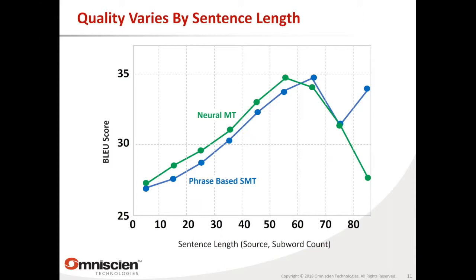Now, when you look at quality, this is where things start to get interesting. So neural is not always better than statistical or phrase-based translation. On very short phrases, actually statistical does better than neural. And on very long phrases, statistical does better. The other thing that statistical does better is out-of-domain content. Neural doesn't like things that are out of domain.